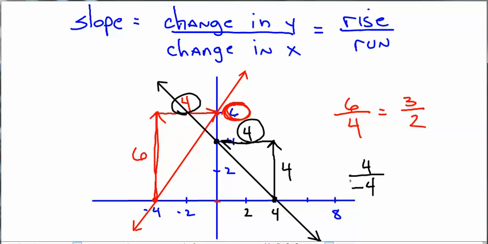Can you ever rise down? No. That's why you always rise. Your rise is always positive, but if you run right, it's positive. If you run left, it's negative. Lines that go up and to the left have a negative slope. Lines that go up and to the right have a positive slope. Everybody all right with that?